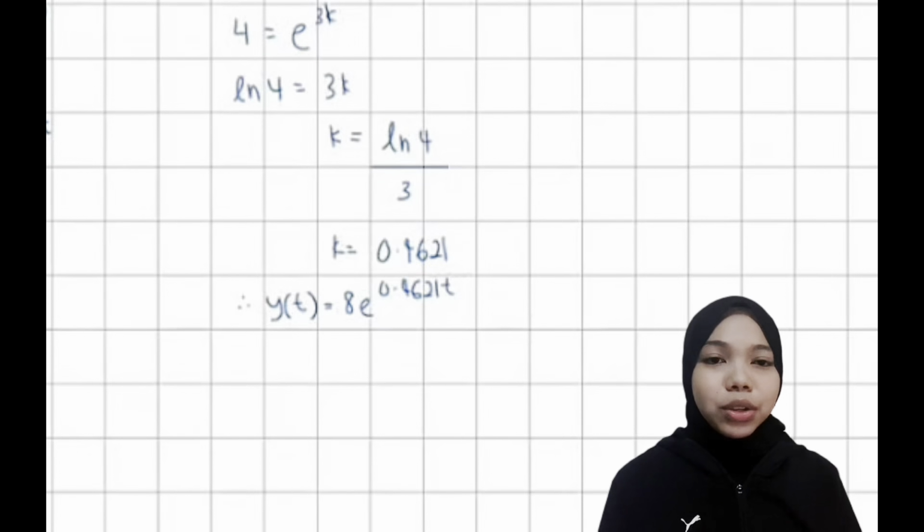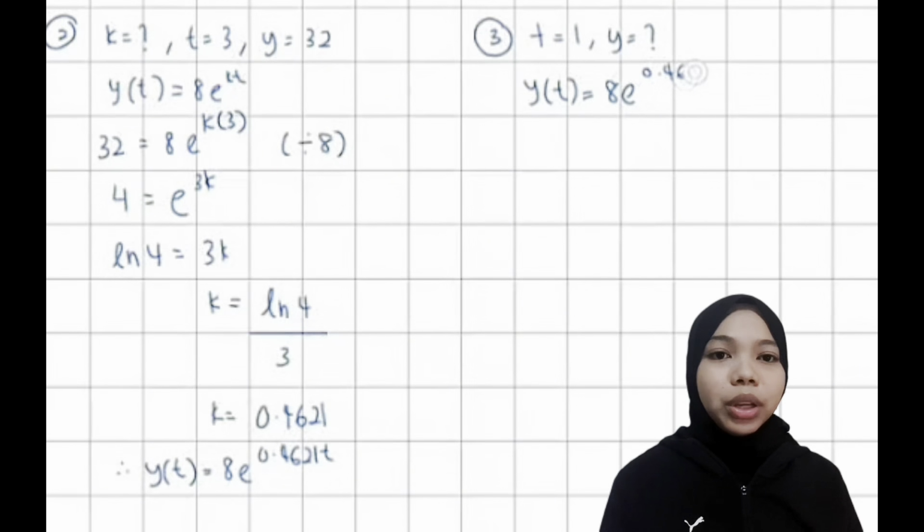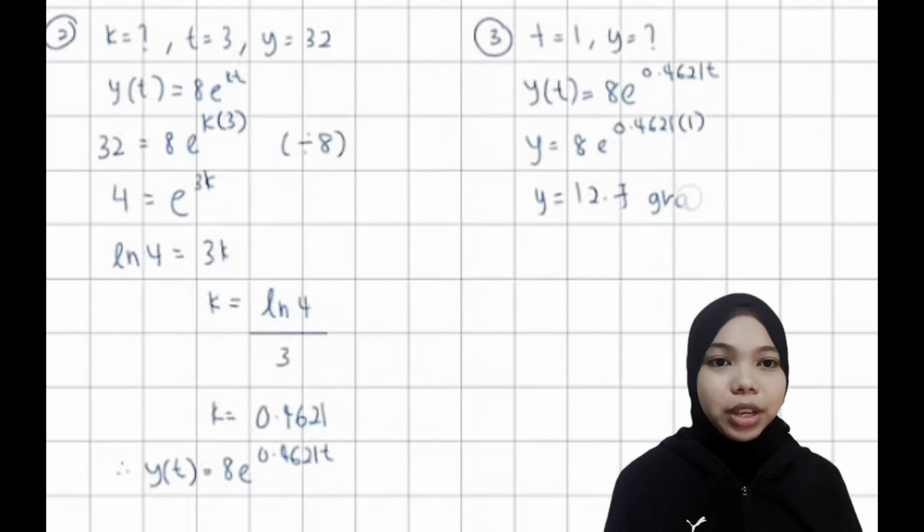(0.4621t). Using this model, we can estimate the amount of yeast after 1 hour. Substituting t = 1, y = 8e^(0.4621), which gives approximately 12.7 grams of yeast.